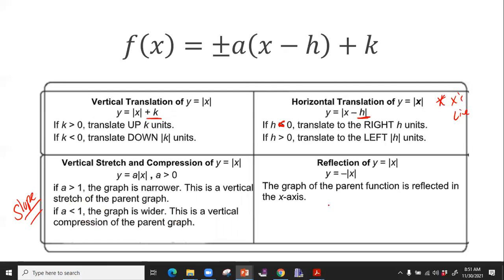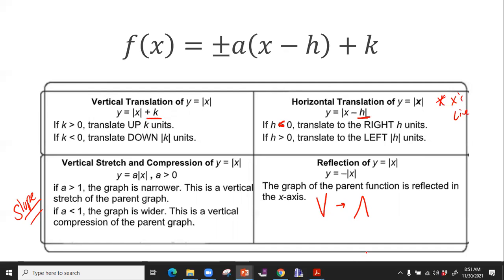Lastly is your reflection. So reflection of y equals absolute value of x. There is no reflection on the inside because the negative is going to become a positive, but the graph of the parent function is reflected on the x-axis. So instead of being this, I become this. Cool.